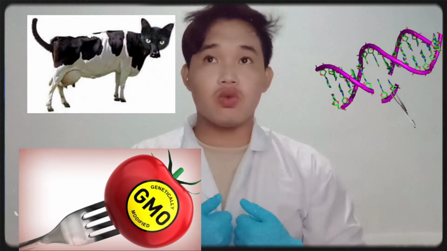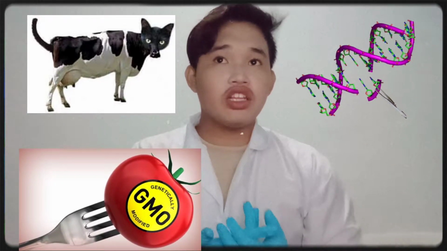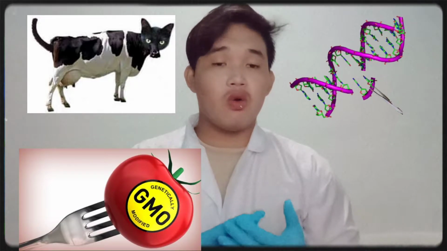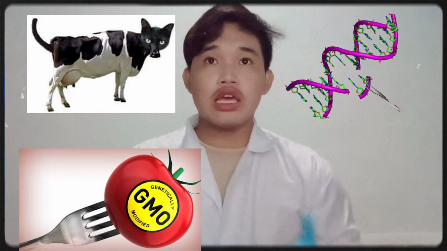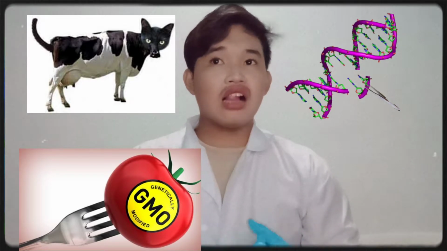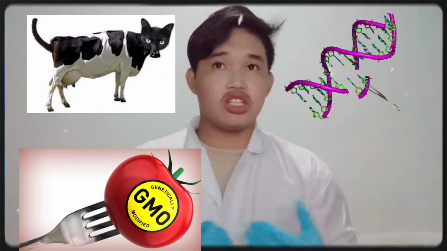For today's video, I'm going to talk about genetic engineering and genetically modified organisms, also called GMOs, and the steps in creating an organism. Okay, let's define what a GMO is. A genetically modified organism, or GMO, is an animal, plant, or microbe whose DNA has been altered using genetic engineering techniques.